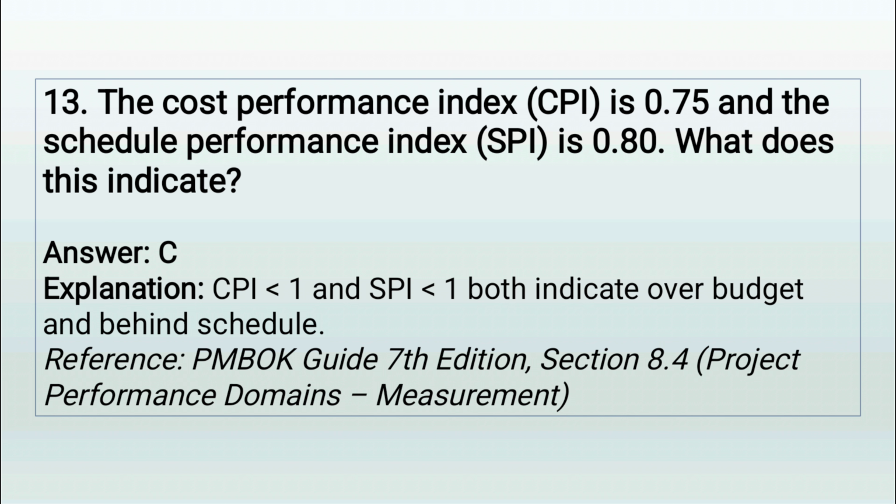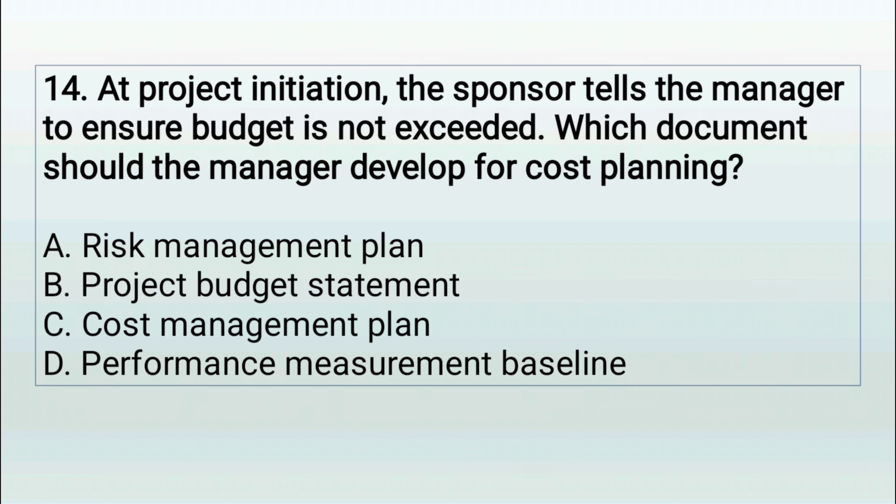Correct answer is C. Both CPI and SPI are below 1. That means the project is spending more than planned and completing less than planned. Not good. These metrics come from earned value management, which is emphasized in Section 8.4 of the Project Management Body of Knowledge, 7th edition, under Measurement Performance Domains.